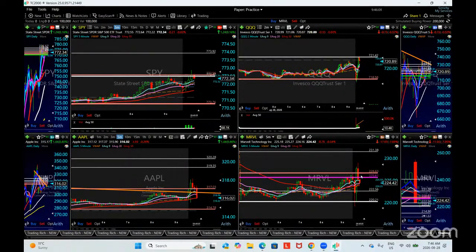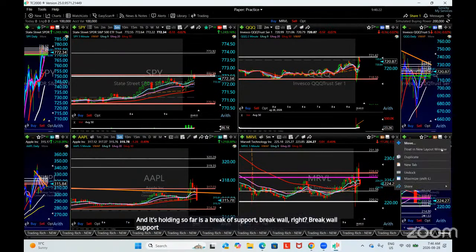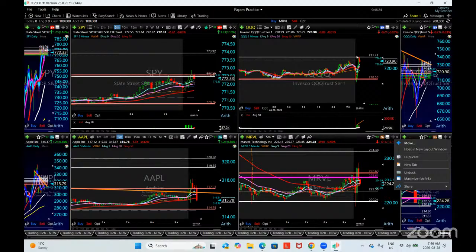Marvel, okay, straight. So you see what I told you guys? This 220 is going to hold, and it's holding so far. It's a break wall of support. Break wall support. So you see this rejecting.